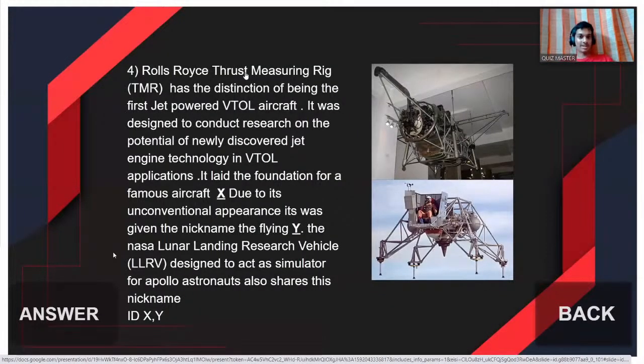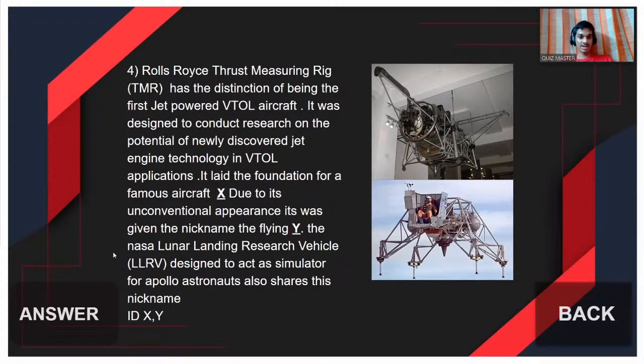The Rolls-Royce thrust measuring rig has a distinction of being the first jet-powered VTOL aircraft. It was designed to conduct research on the potential of newly discovered jet engine technology in VTOL applications. The research that went into this later helped in the development of another very famous aircraft, X.